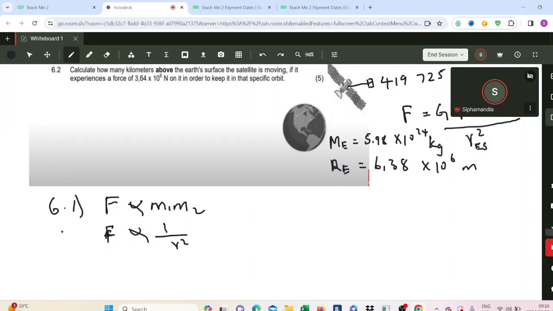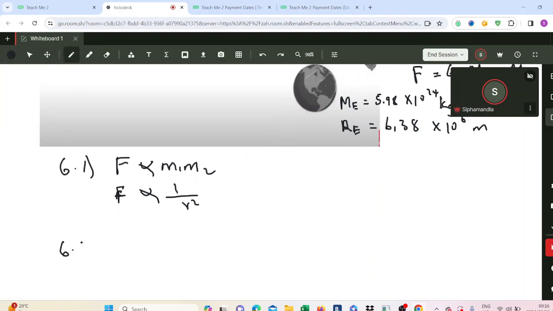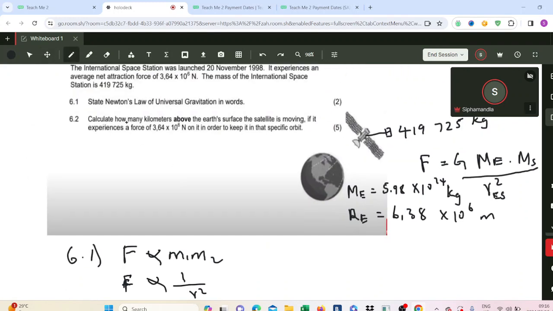Right, so in 6.2, let's do 6.2. For 6.2 they say calculate how many kilometers, that's the key, above the earth's surface the satellite is moving, if it experiences a force of 3.64 times 10 exponent 6 newton on it in order to keep it in that specific orbit, right?